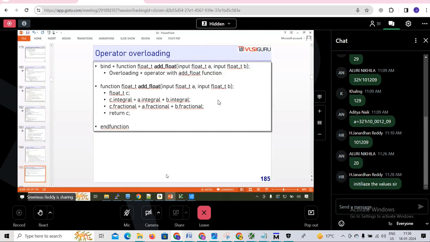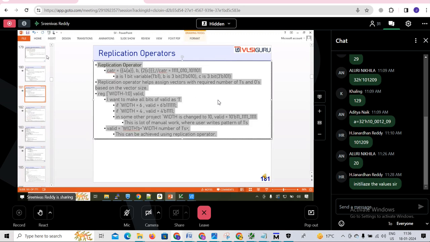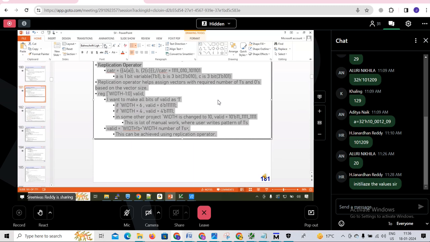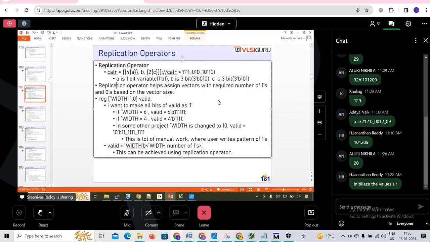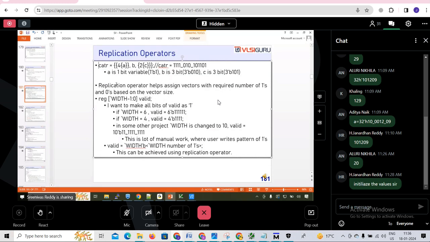The last topic, with that we'll conclude. Replication operator. We have already discussed replication operator, right, in Verilog? Okay. Let's discuss this quickly. This is how you write a replication operator. I think there is a mistake here. We should have written. This is fine.